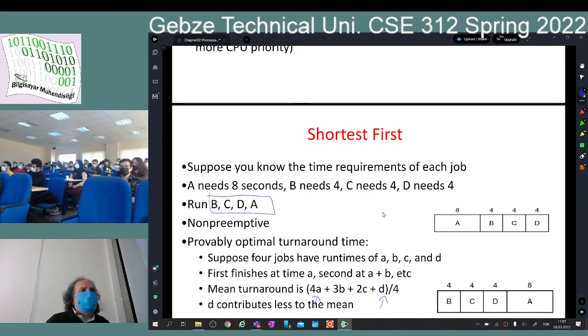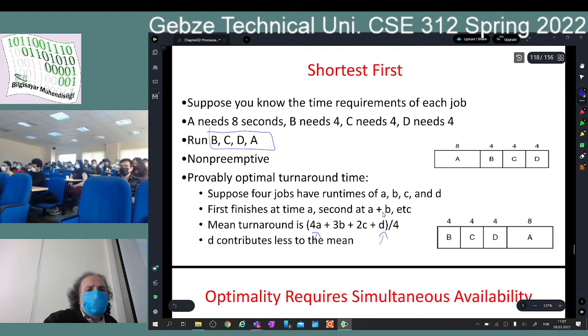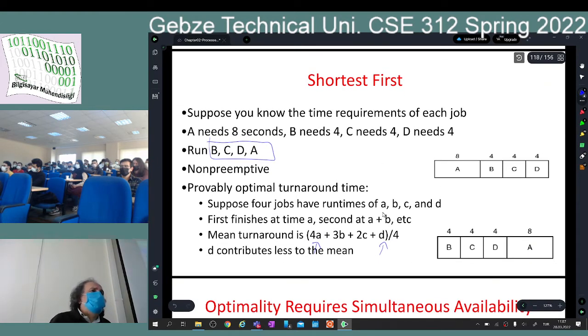While you are running a job, another job comes in. While you are running again, another job comes in, okay? So the situation is dynamic. Let's say I am running A. While I am running A, I got 2 jobs, B and C. Then I got another job, D.